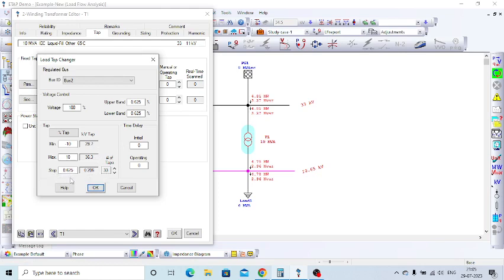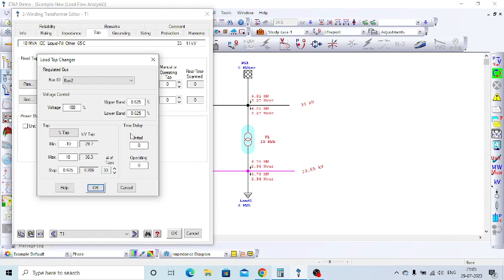If you want to increase the tap based on the requirement, you can just adjust it. If you want a 1% tap, you just put 1% here, and accordingly you update this upper band and lower band. For the time being I am considering 0.625. Then here two more options will be there: initial and operating time delay.